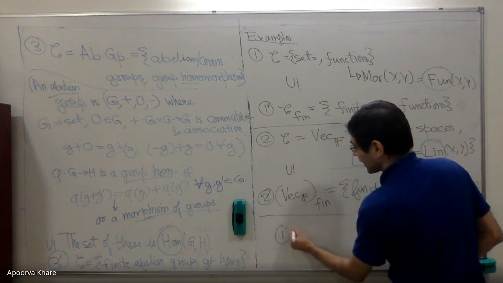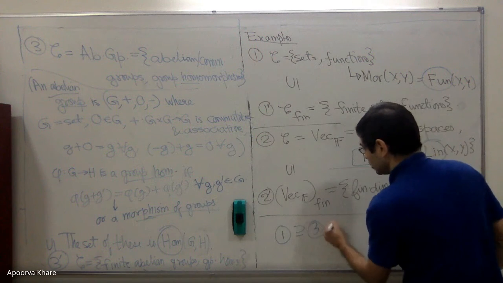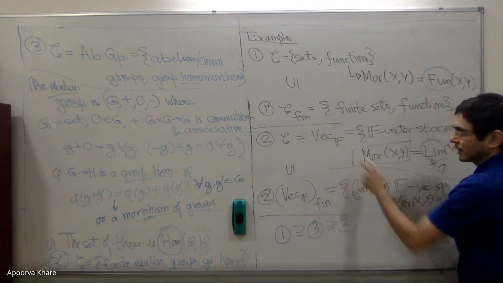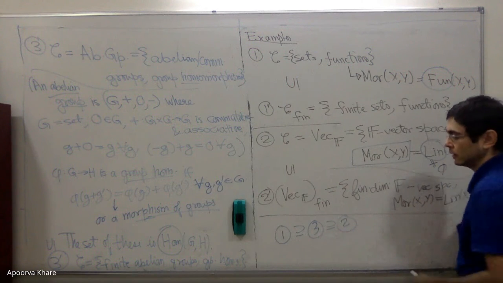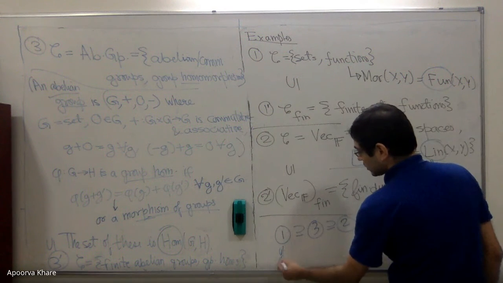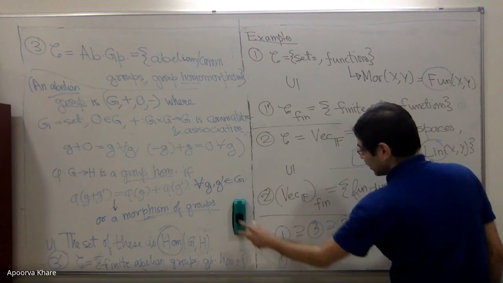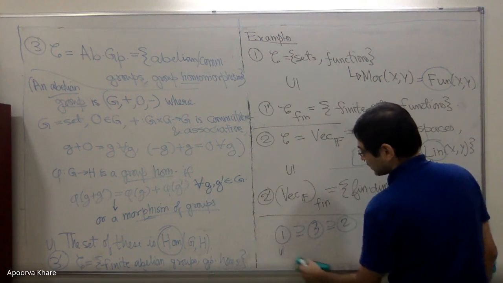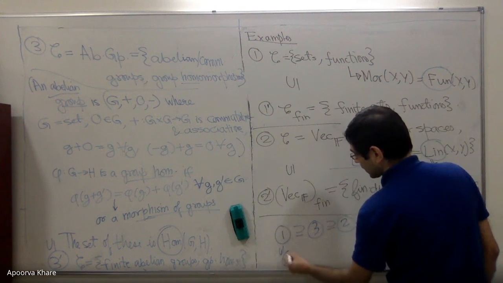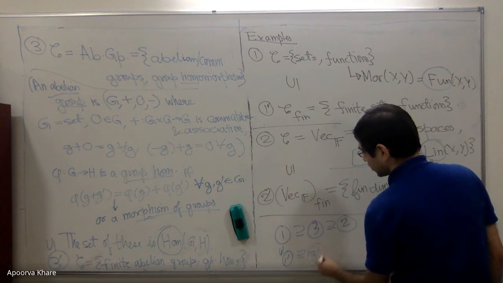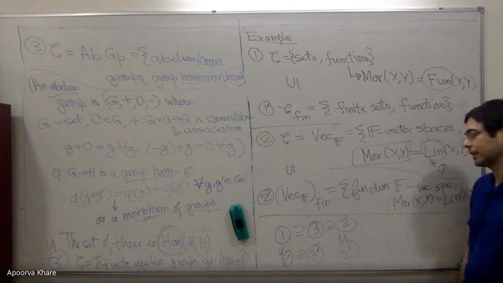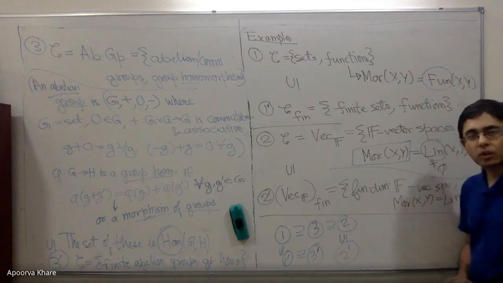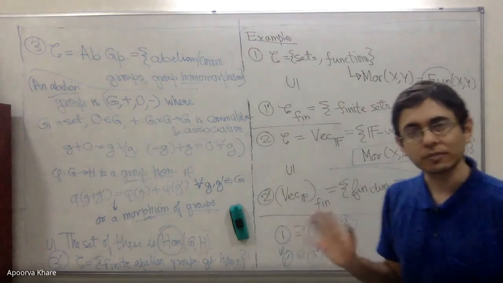So therefore, category 1 contains category 3 of groups, which contains category 2 of vector spaces. The more structure you add, the smaller the category becomes. And similarly, of course, 1 prime, these are all the finite parts. Okay, 1 prime doesn't contain this. 1 prime contains 3 prime, finite sets, finite groups. But it does not contain finite dimensional vector spaces unless the field is finite. Okay, so you have all these kinds of nice inclusions of categories.